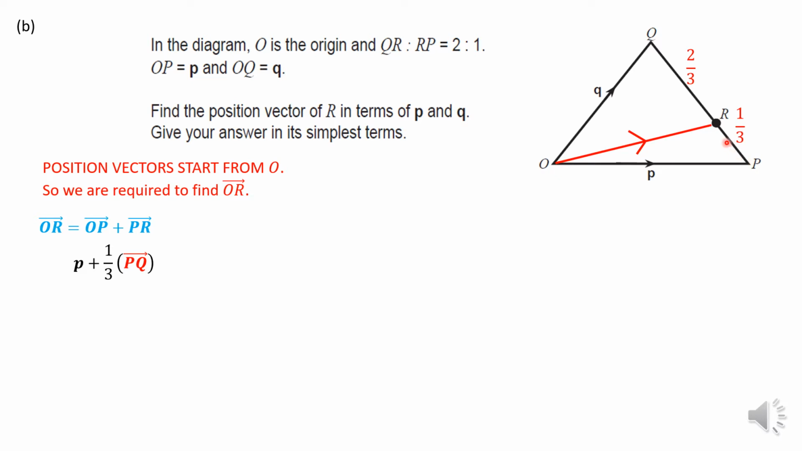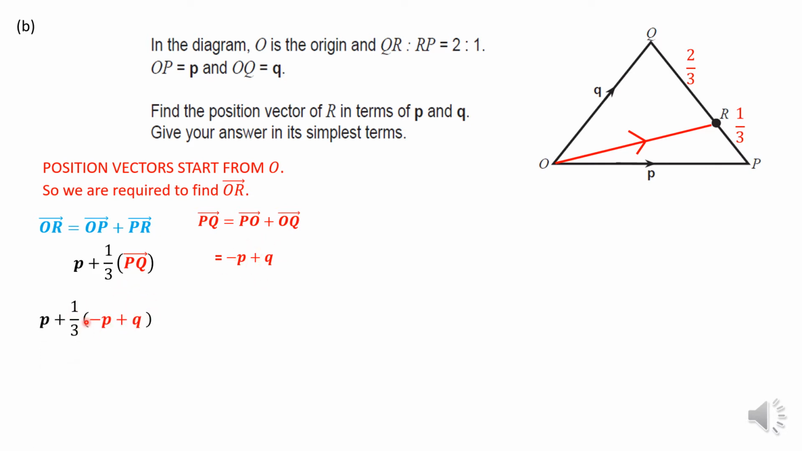plus PR. Okay, so I know that OP is vector P, and then P to R is 1/3 of the line PQ. So on the side here, I then find what is the line PQ. Go from P to Q, it's the same as going against this vector P, so the minus is here, all right? And then obviously plus Q, all right? So it's minus P plus Q. Then I take that and I put it in here for PQ.